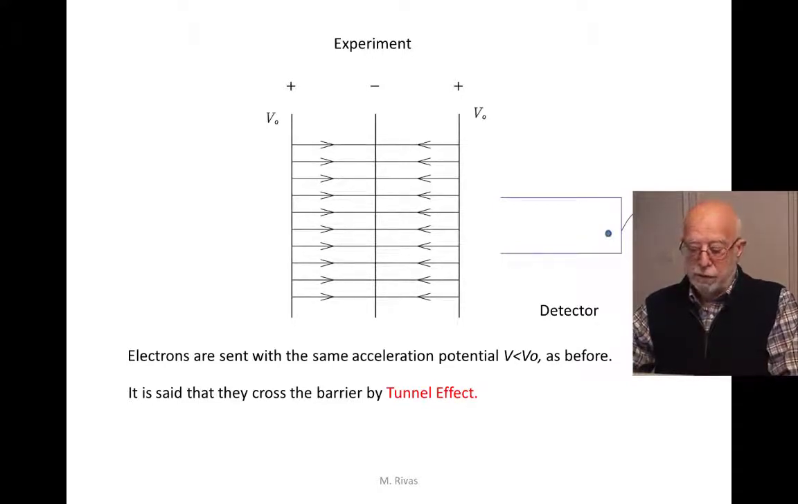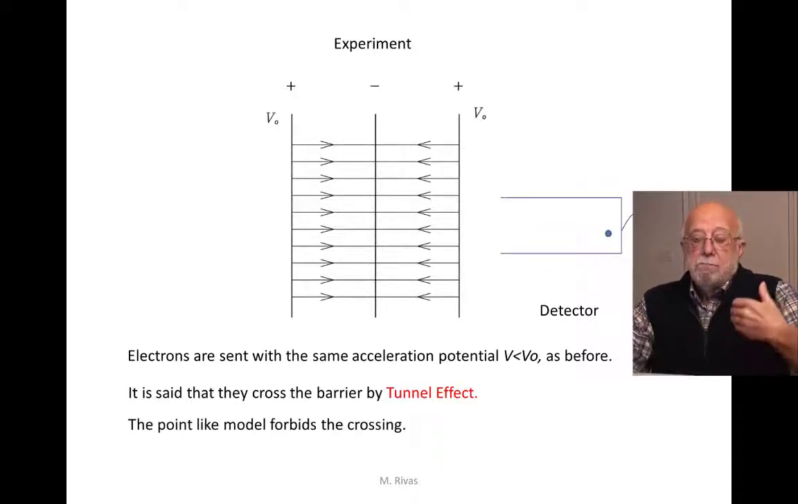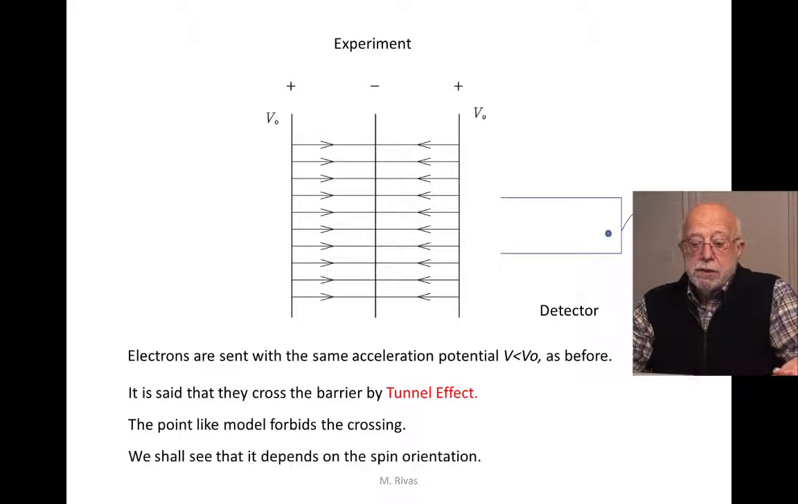That's why this effect is called tunnel effect. But the point particle falls with this. But we shall see that if we use the proper model of a spinning electron, it can cross the barrier, but it depends critically on the spin orientation.